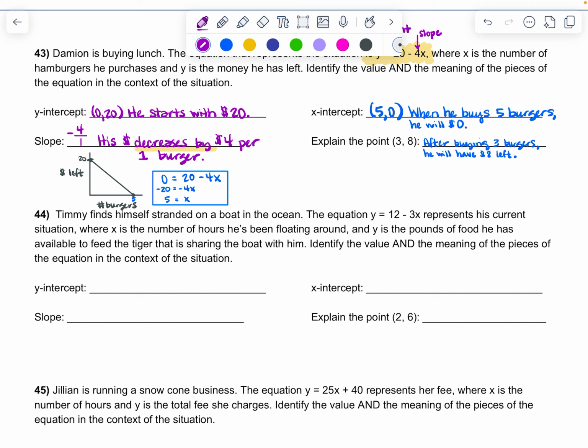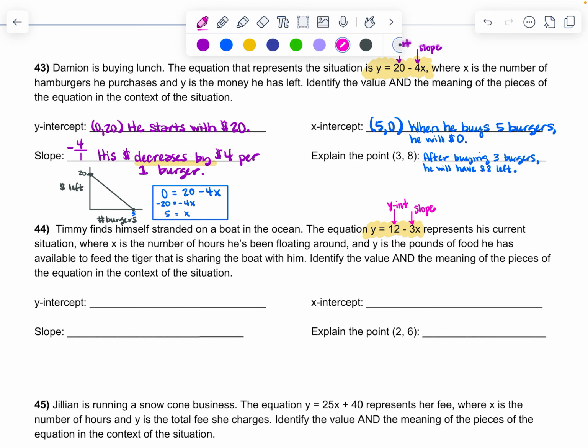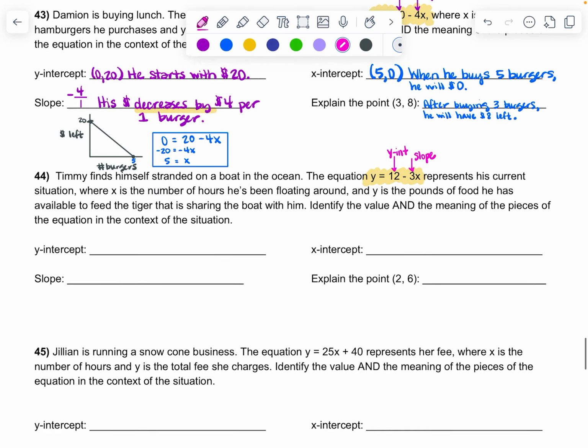All right, next one, Timmy. Of course, Timmy finds himself stranded on a boat in the ocean. The equation is y equals 12 minus 4x. I'm going to highlight that again. Notice that the y-intercept is written first. The constant is always the y-intercept when you're in y equals mx plus b form, and the -4 is your slope.